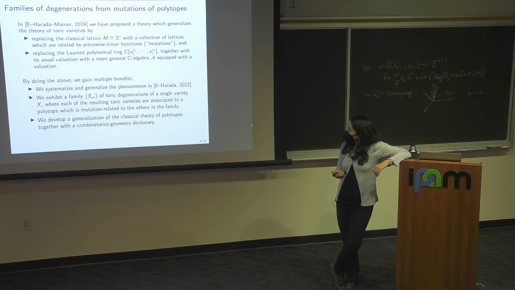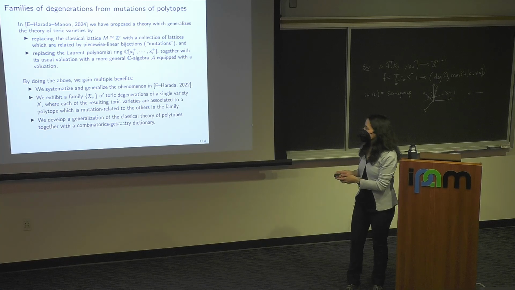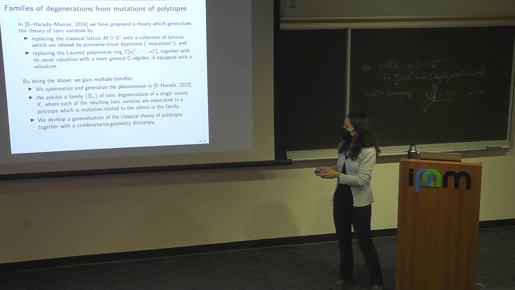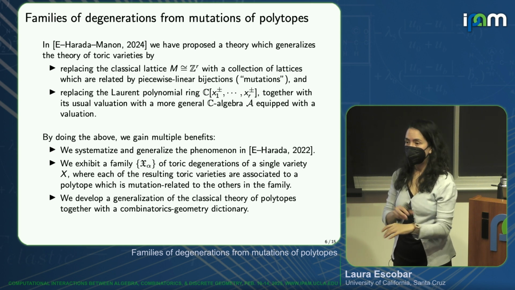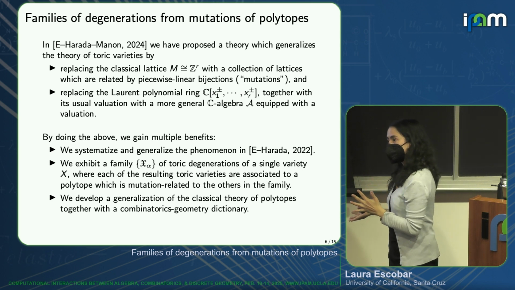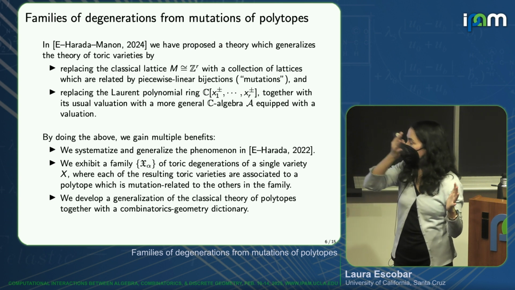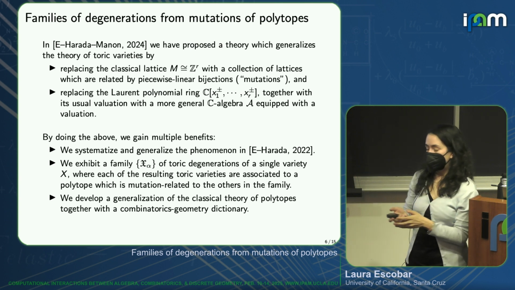Okay, and I like this part, and this is more work in progress than the others. We're going to generalize the notion of a polytope, because one of the takeaways is that we have a generalization of a polytope, and then you can use that to get a variety.